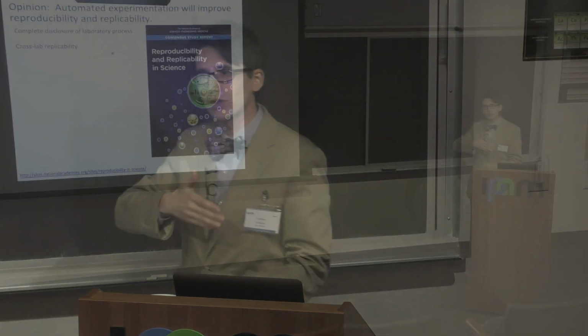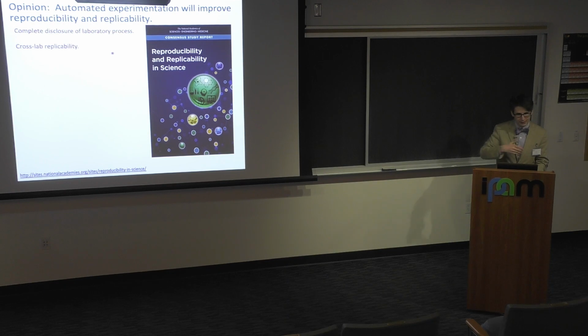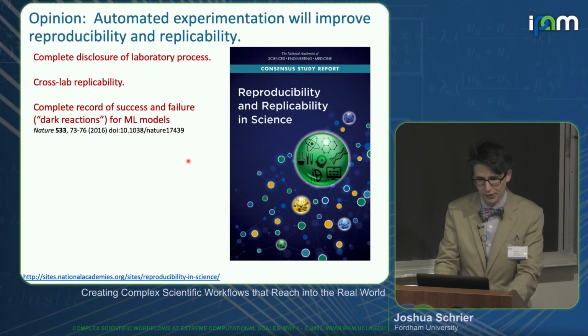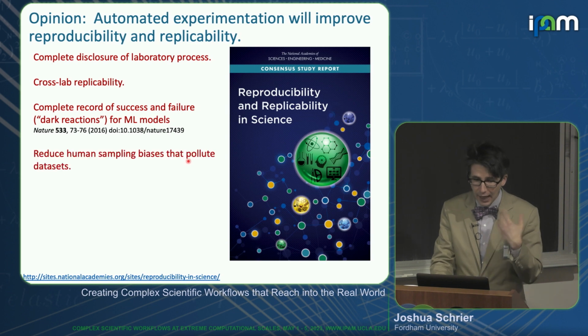Because for one thing, it requires a complete disclosure of the laboratory process, right? You've got to tell the machine exactly what to do, and now you've got a record of what that was. You can share those records across different laboratories. And so, you can try to replicate the results, not reproduce the results, because the outcomes will be slightly different because of randomness in the lab, but replicate the results. Of course, it'll generate this complete record of successes and failures that we need.